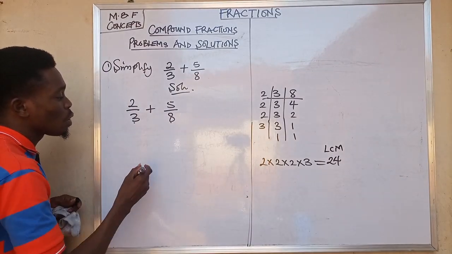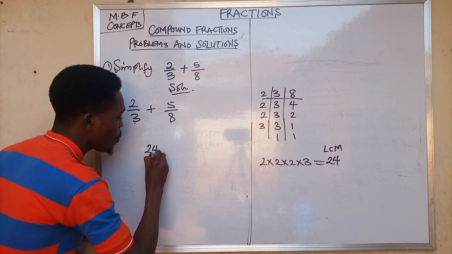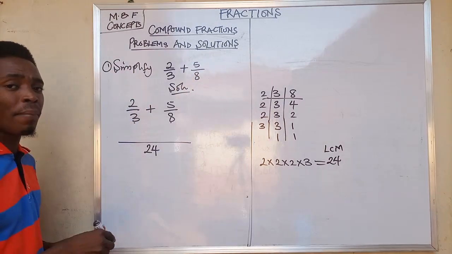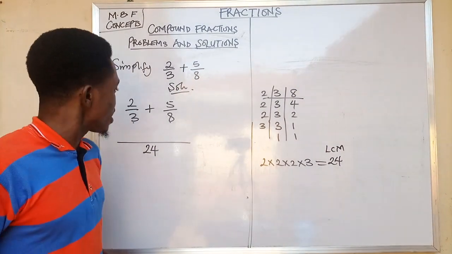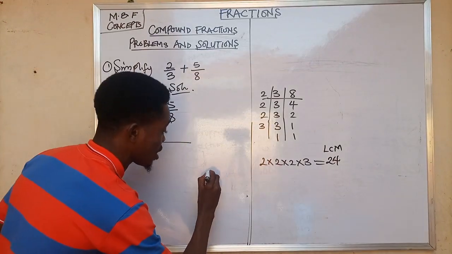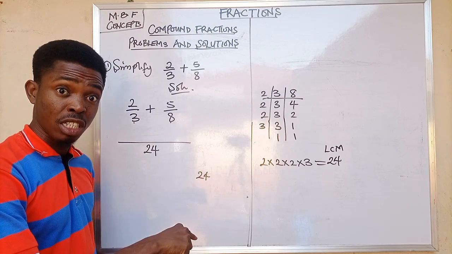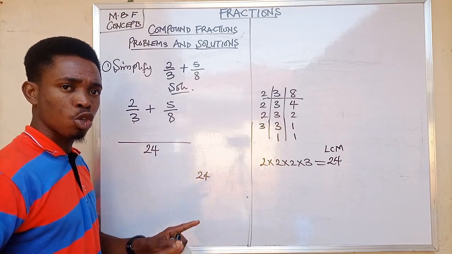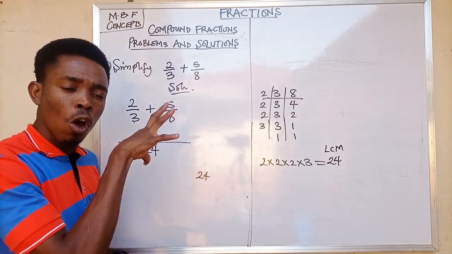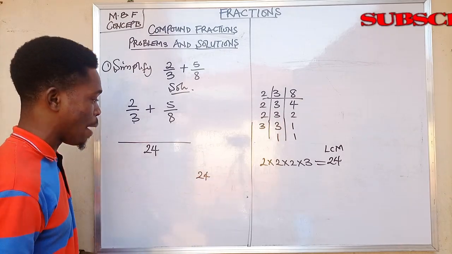Now, what do we do now? We now put down 24 as the new denominator. It's as simple as this. Then the next thing we are quickly going to do is to put down this new denominator. Please follow me. Ensure that you are not distracted when you are watching this video. Please pay close attention because you are going to take full advantage of what I'm going to be teaching you here right now.